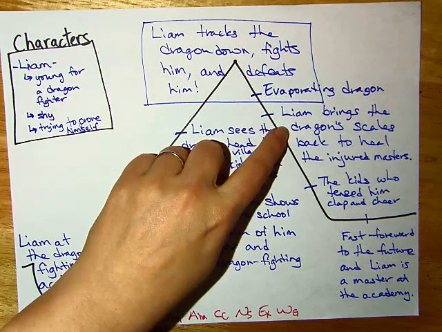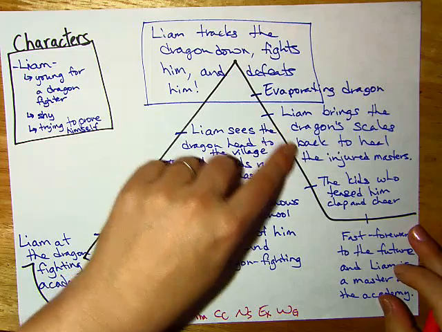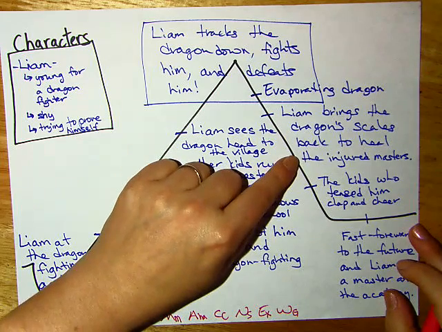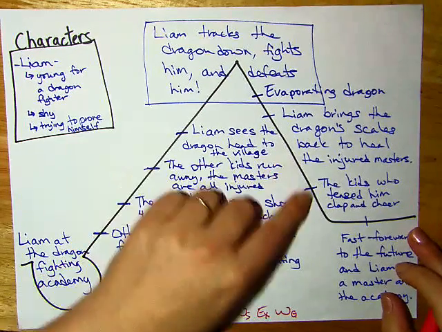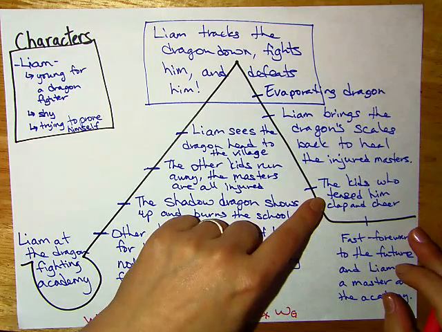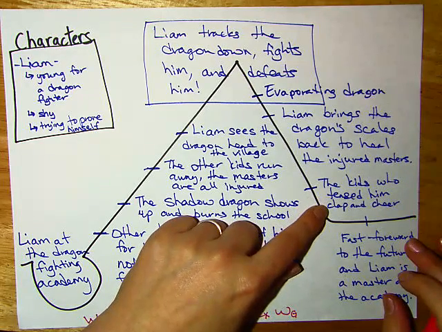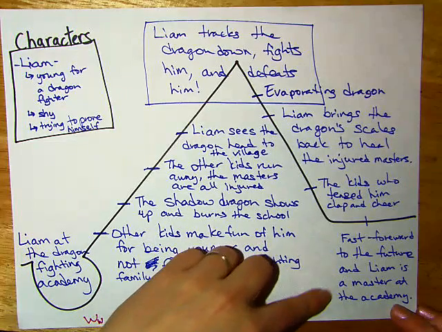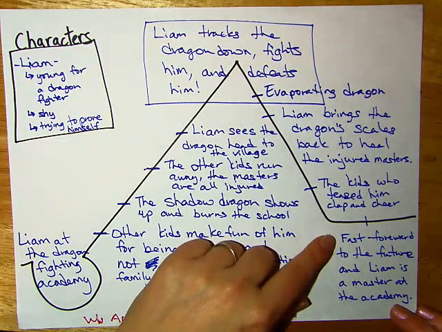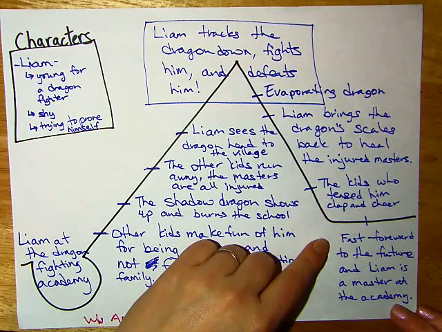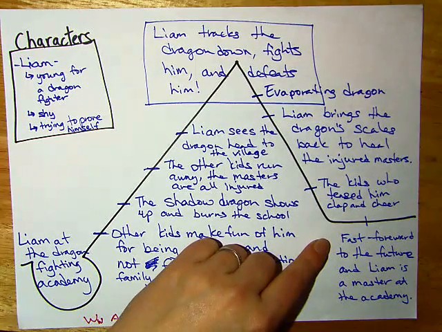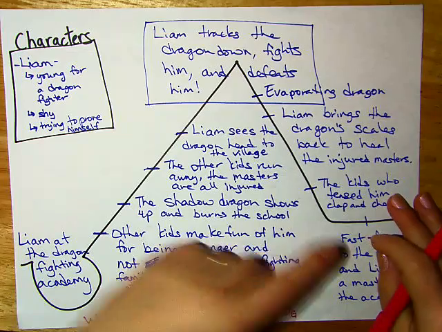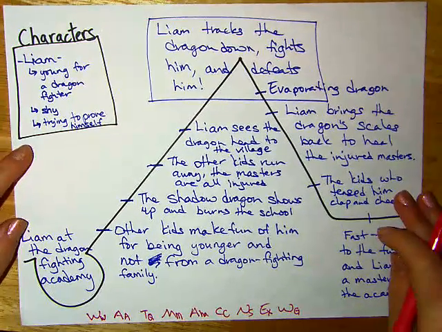So then Liam's going to bring the dragon scales back and use them to heal the injured masters, so he saves them. And then the kids who teased him will all come back to school and they'll have a big assembly and clap and cheer for him. And then my resolution, my final words to my reader, I'm going to do that jump in time thing where they fast forward to the future and Liam is now a master at the academy. So that's my big story plan.